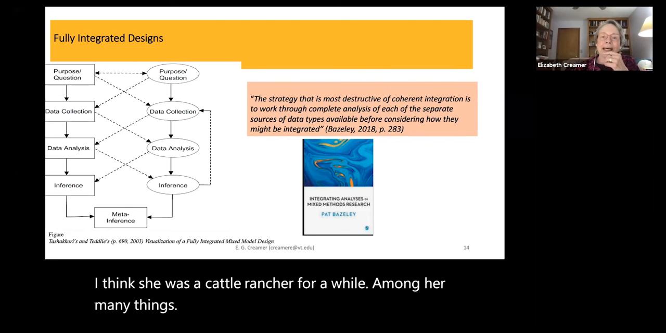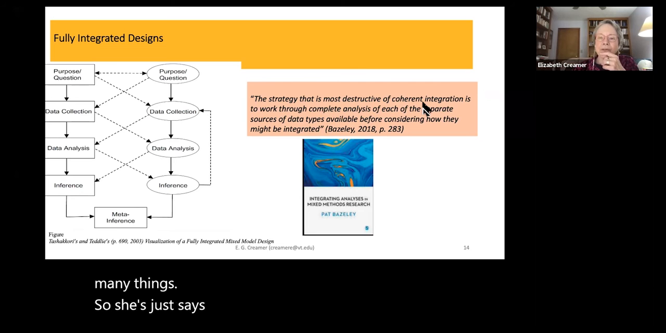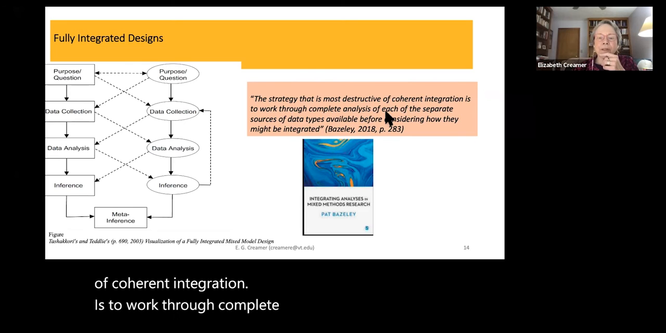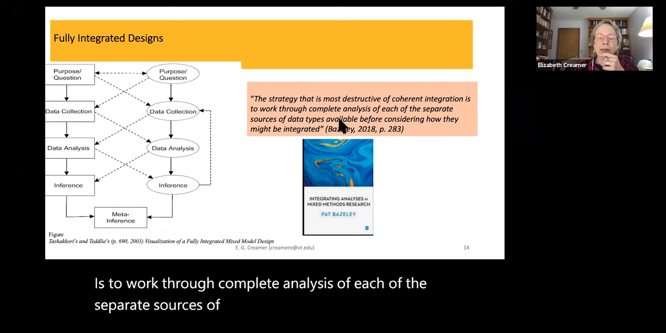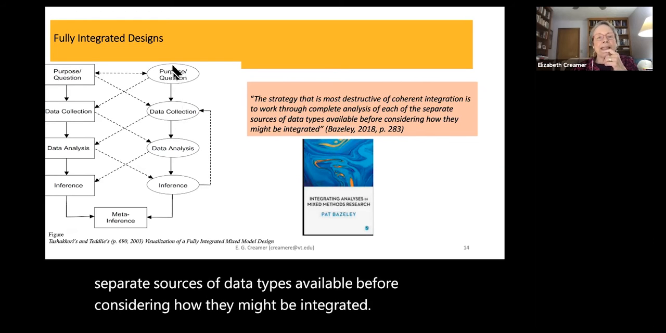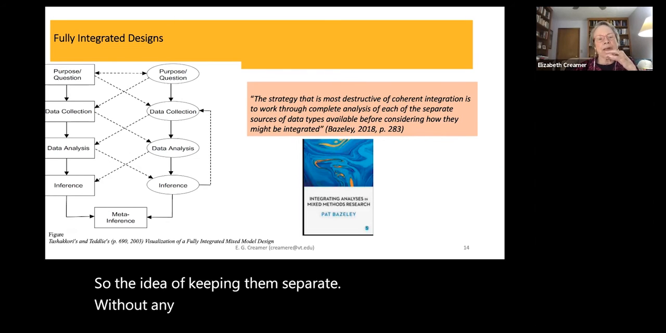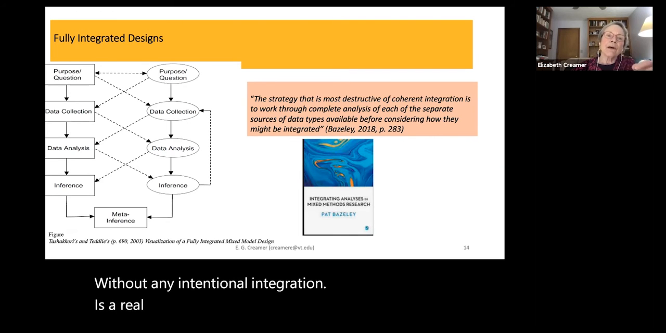So she just says, the strategy that is most destructive of coherent integration is to work through complete analysis of each of the separate sources of data types available before considering how they might be integrated. So the idea of keeping them separate without any intentional integration is a real weakness in design.